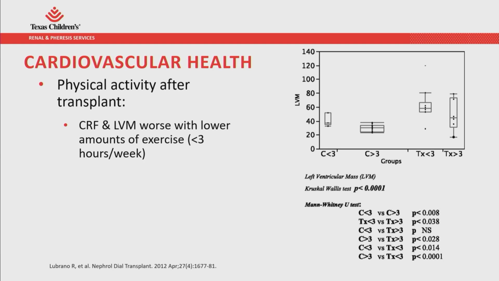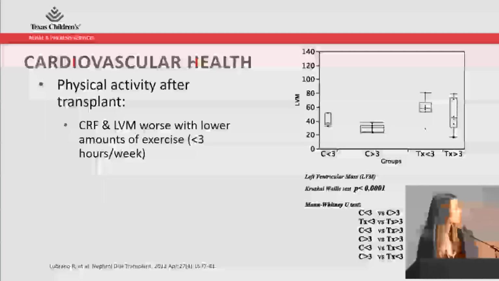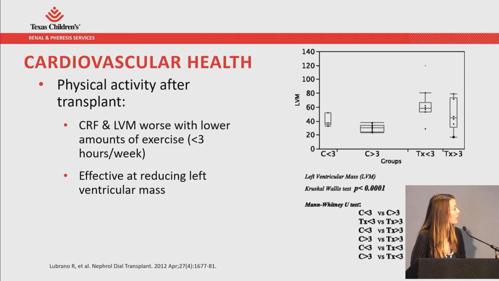Cardiorespiratory fitness and left ventricular mass is worse with lower amounts of physical activity, regardless of whether you're a transplant or you're a healthy control. However, our transplant patients fare worse regardless, because when you look, physical activity is effective at reducing left ventricular mass and increasing cardiorespiratory fitness values, because this graph on your left is going to be mass, but you see similar patterns in the cardiorespiratory fitness.